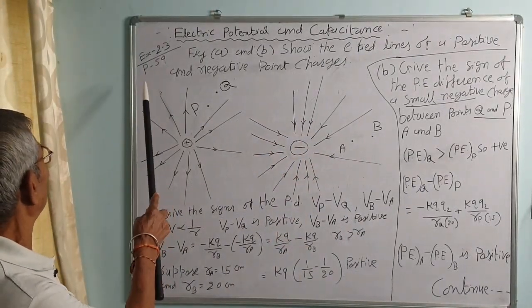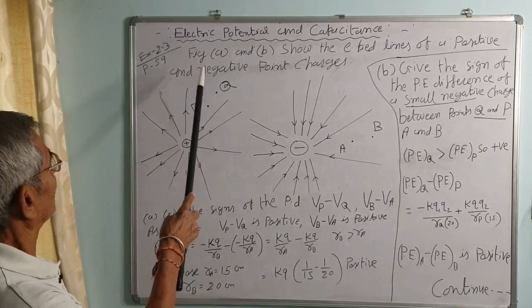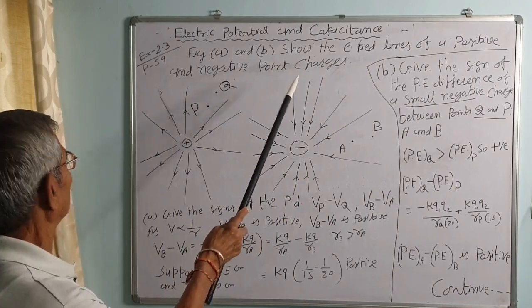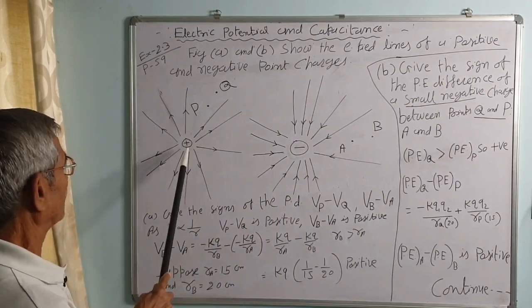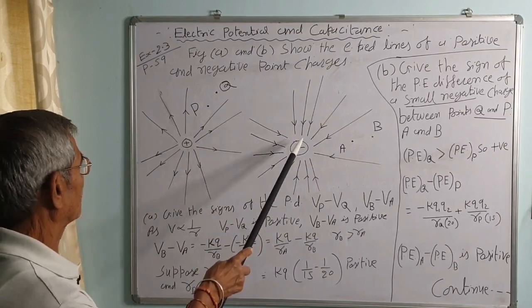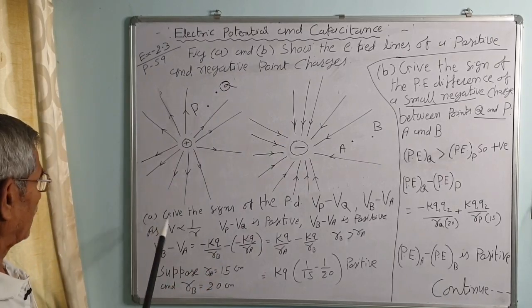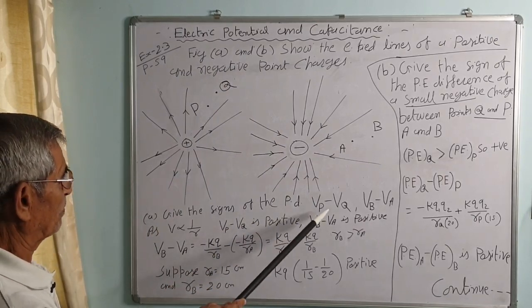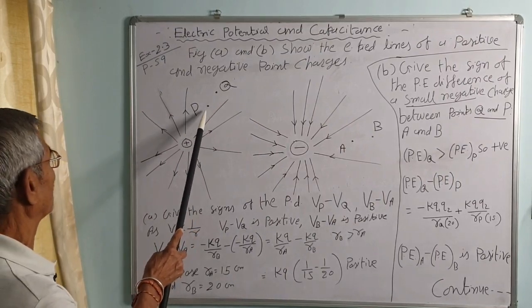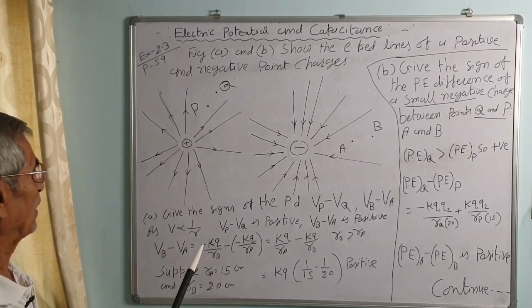Example number 2.3 on page number 59. This is a solved numerical of the book. Figure A and B show the electric field lines of a positive and negative point charges. These are the field lines of a positive charge and these are the field lines of negative charge. They are outwards, these are inwards. Give the sign of the potential difference Vp minus Vq and Vb minus Va. That is Vp minus Vq, potential at P and potential at Q, the difference of this potential we have to give the sign of that.